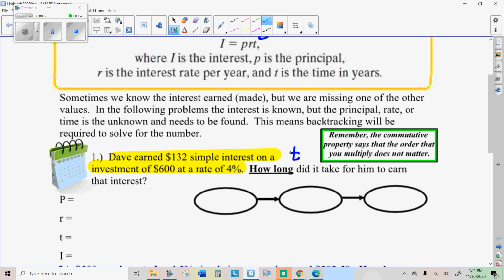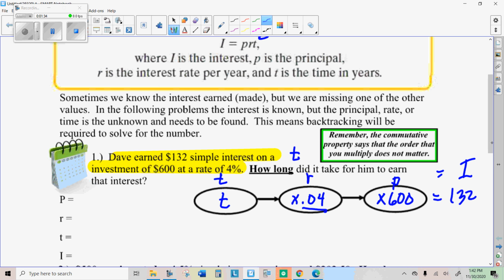All right, now normally you would take your t and you would multiply that t times your rate, 0.04, times your principal, which is $600. And if you do that, that will equal your interest, which is $132. So principal times rate times time equals interest, 132.